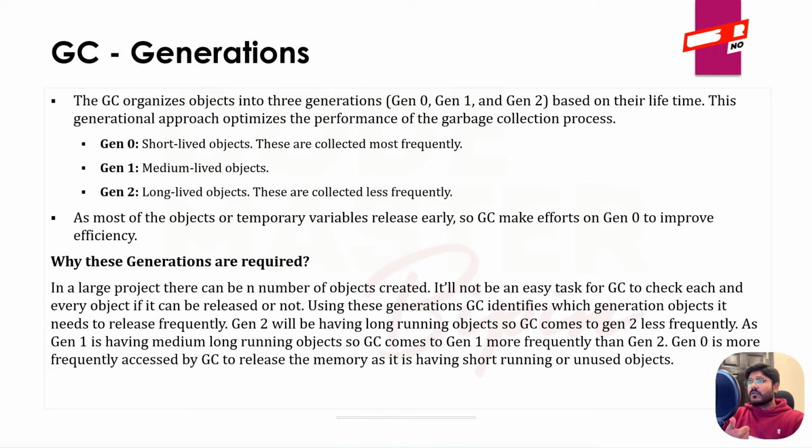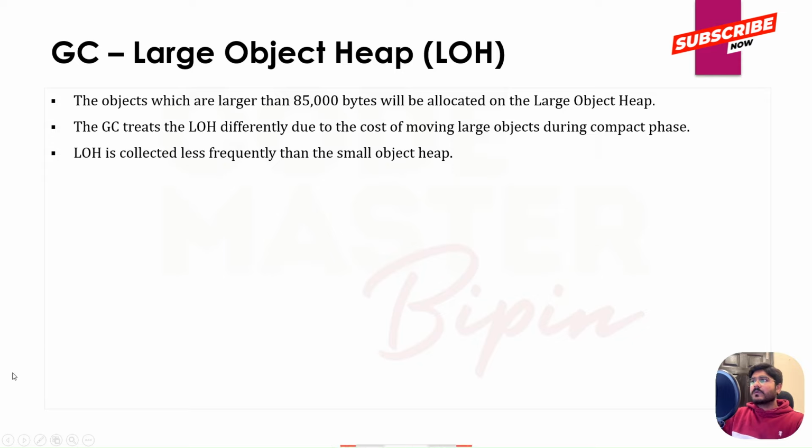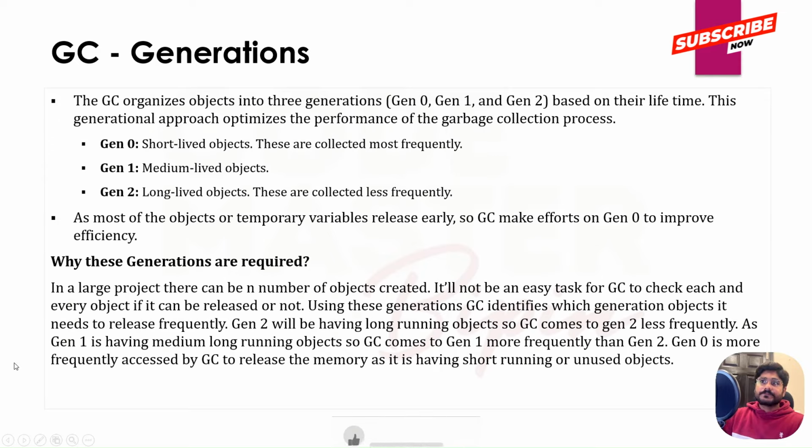Generation 0 has short-lived objects. These are collected most frequently. Generation 1 has medium-lived objects, and generation 2 has long-lived objects. These are collected less frequently. So I'll tell you how this generation works. I have created another diagram for you.